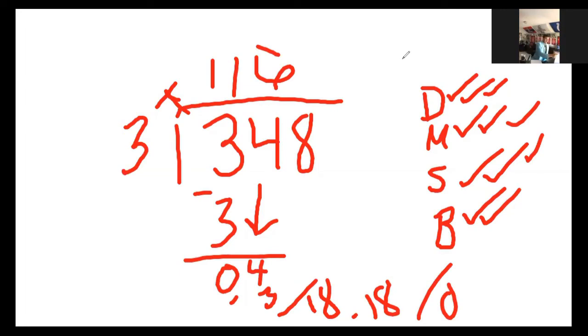So guys, you've got to know what this 116 represents. 348 apples, splitting them into equal groups of 3. That means I have 116 groups. That's not apples, that's 116 groups. So let's get this out of here.